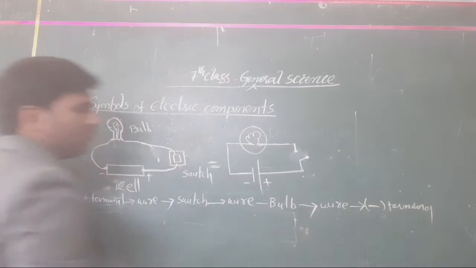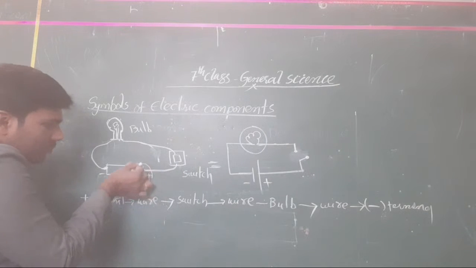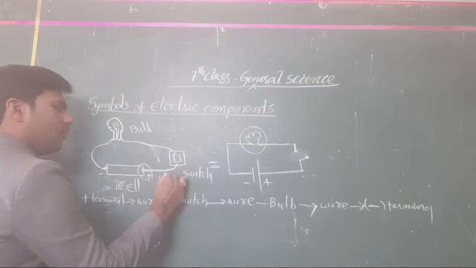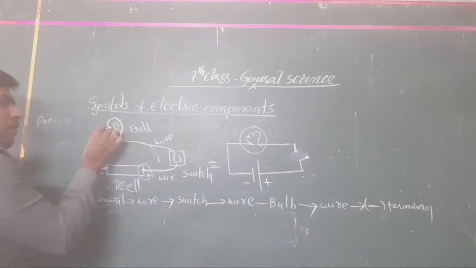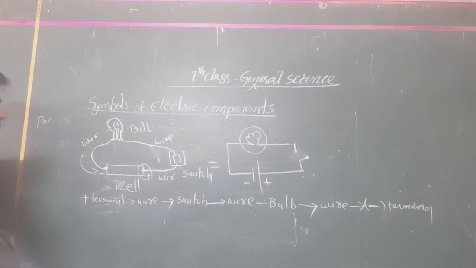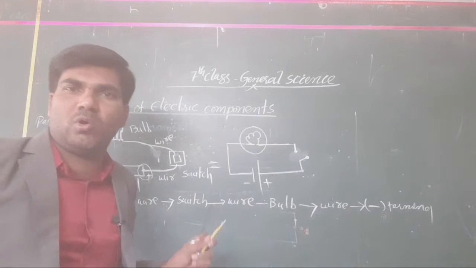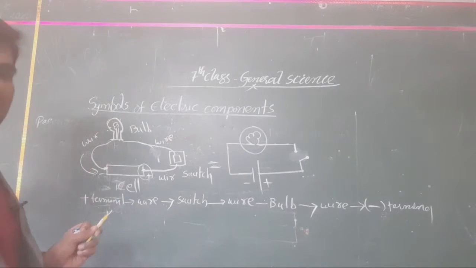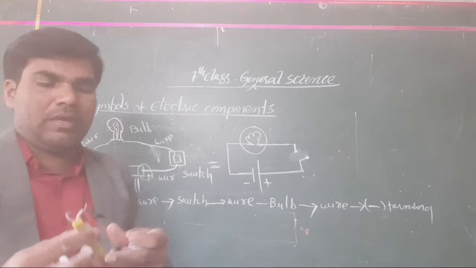Got it or not, all the students? I hope you got it. What is it? Positive terminal, a wire, a switch, one more wire, next the bulb, next a wire, and next what? Negative terminal. Got it or not? This is only the circuit order. Don't change this order. In case you change this order, our electric circuit will not work.